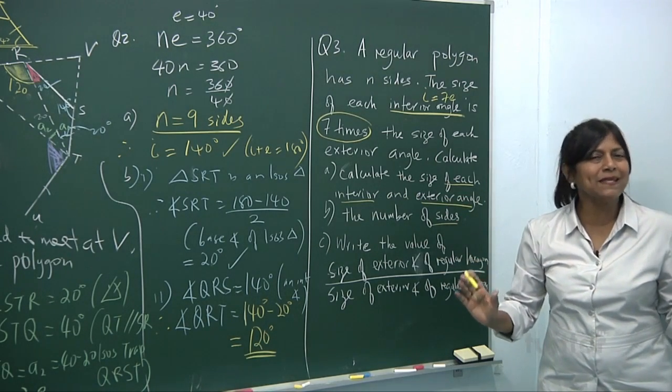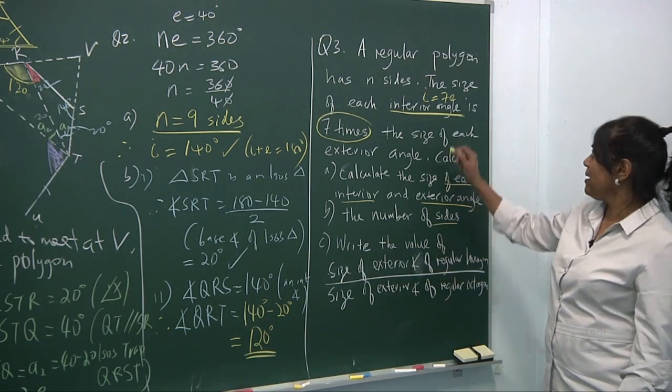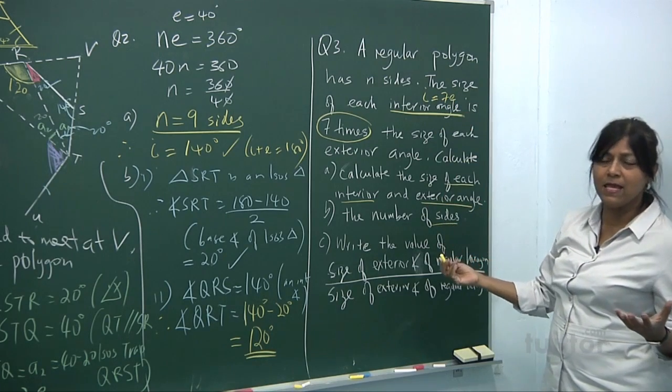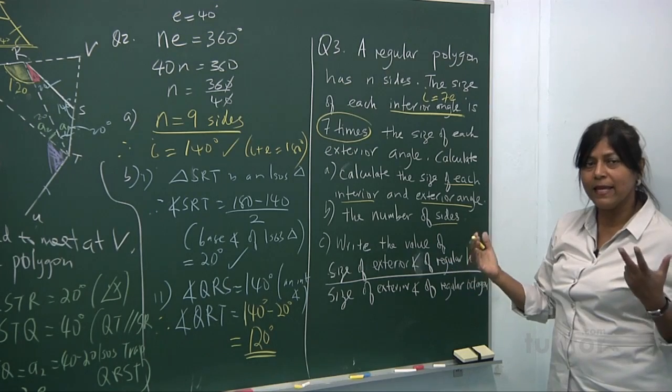The interior plus the exterior is how much? 180 degrees. If the interior angle is 7e and the exterior angle is e, how much do you get? How many e do you get? 8e.